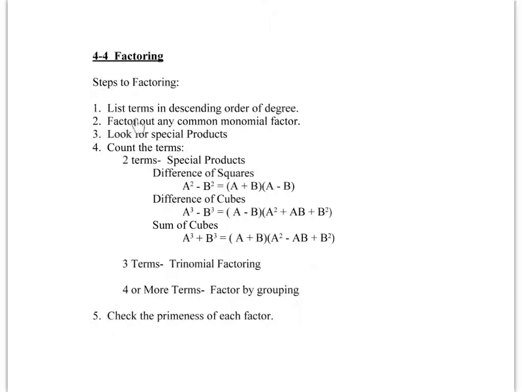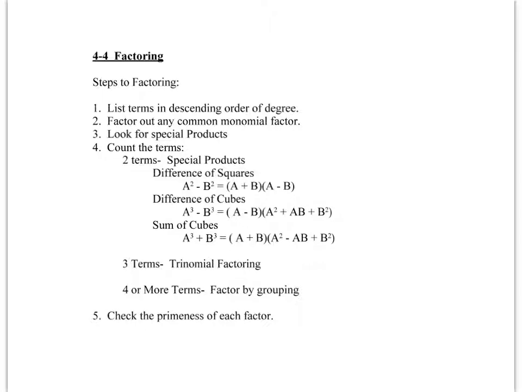First step is list the terms in descending order. Factor out any common monomial factor. This is the important part. It makes our math much easier. Look to factor out a greatest common factor from each term in the polynomial. Look for special products.